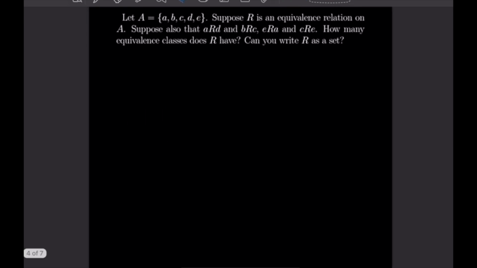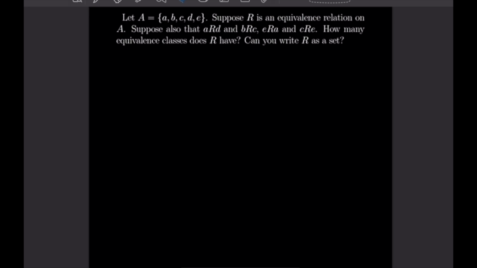So this one says let A equal the set {a, b, c, d, e}, and we want to suppose that R is an equivalence relation on A, and then we want to suppose also that a is related to d, b is related to c, e is related to a, and c is related to e.